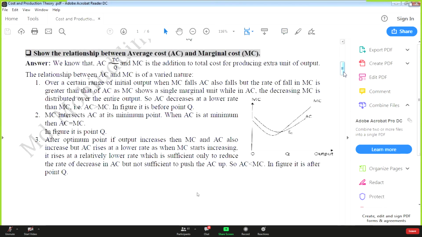This is another interesting question. Show the relationship between average cost and marginal cost. So we already know the shape of average cost, isn't it? It is a U shape, isn't it? Average cost diagram.